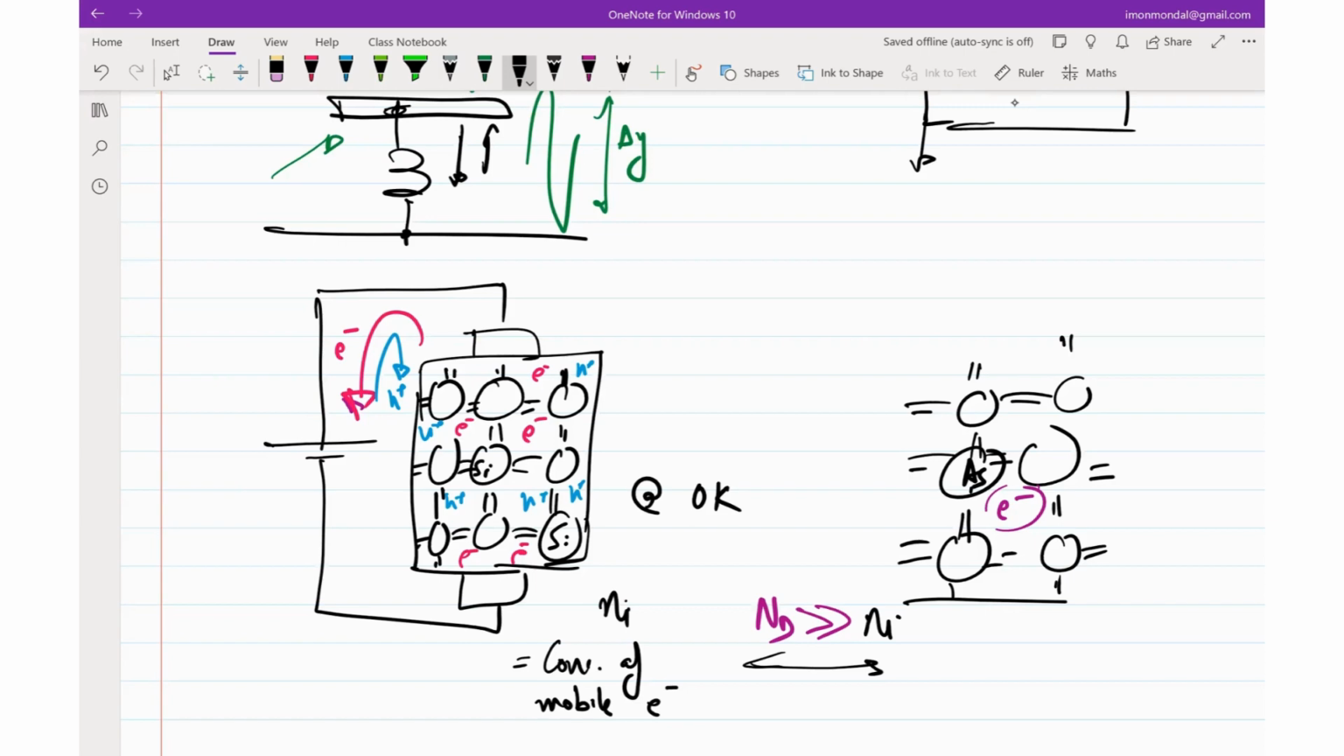It will be mostly electron dominated, right? It's still going to have some holes, right? But if you look across, it will be mostly electron dominated.